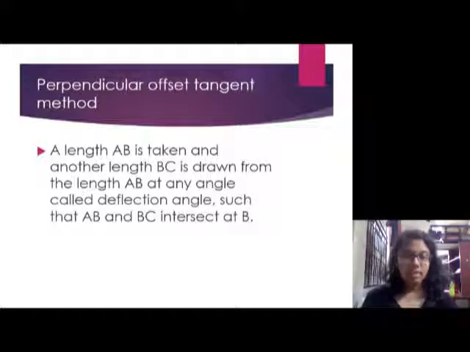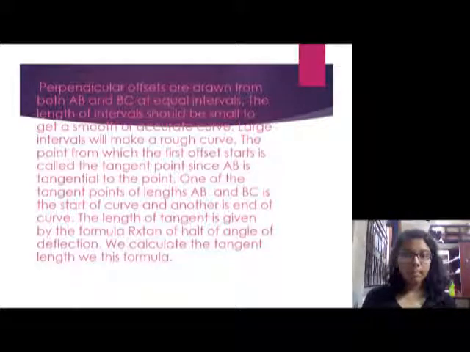First, a length AB is taken and another length BC is drawn from the length AB at any angle called the deflection angle, such that AB and BC intersect at B. Perpendicular offsets are drawn from both AB and BC at equal intervals. The length of intervals should be small to get a smooth or accurate curve. Large intervals will make a rough curve.